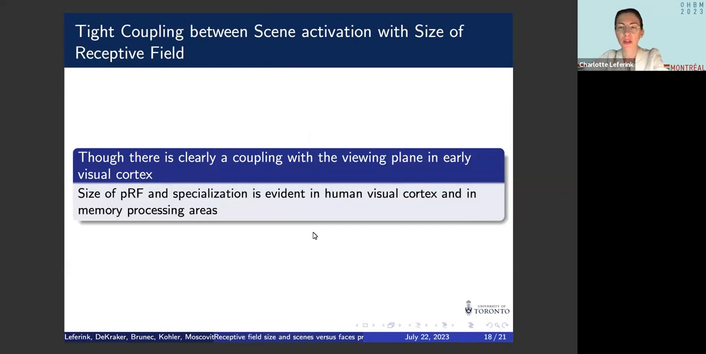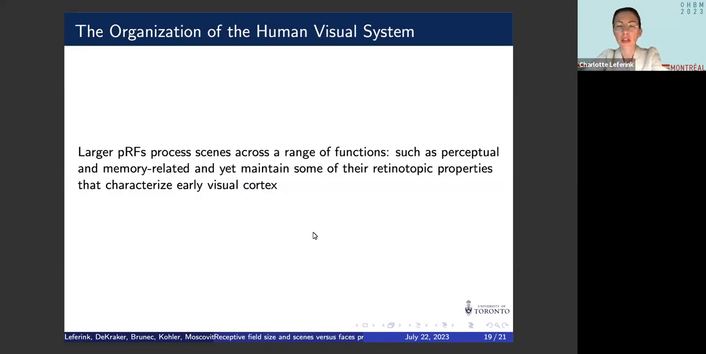And so our takeaway from our findings is that population receptive field size and specialization for scenes is evident in both the perceptual and the memory processing areas, such as the hippocampus, as well as the more perceptual parahippocampal cortex. And so we note that larger population receptive field sizes process scenes across the range of function. As I mentioned in the beginning, there are different navigation abilities, different spatial representations, as well as the more perceptual areas. And yet, though they have different functional requirements or objectives, we note that they maintain the retinotopic properties, such as the contralateral hemifield bias that we see in early visual cortex.